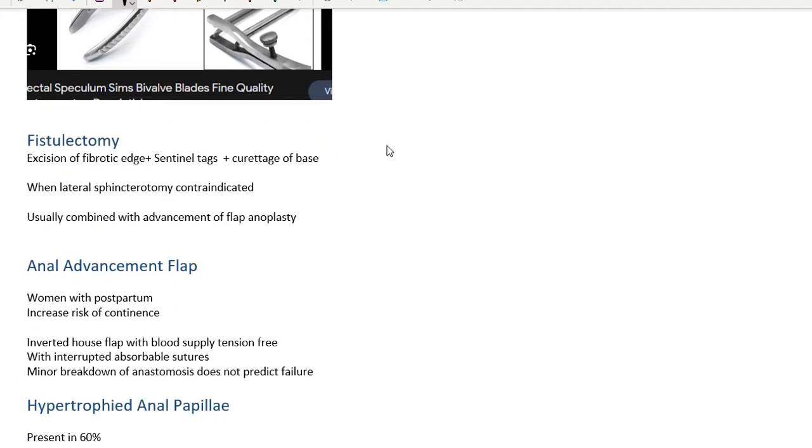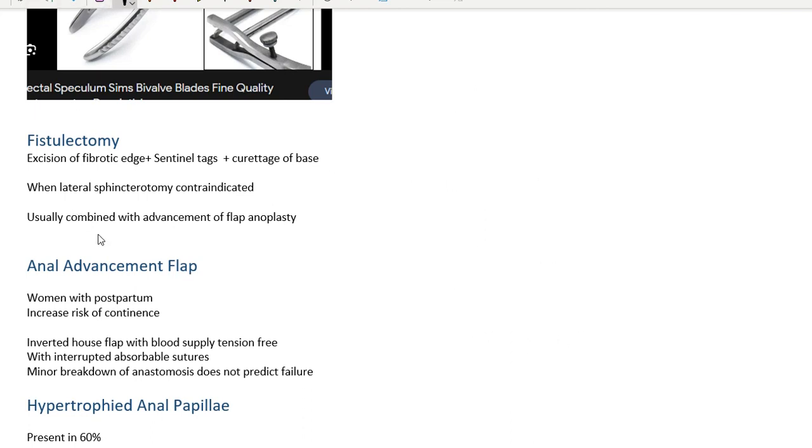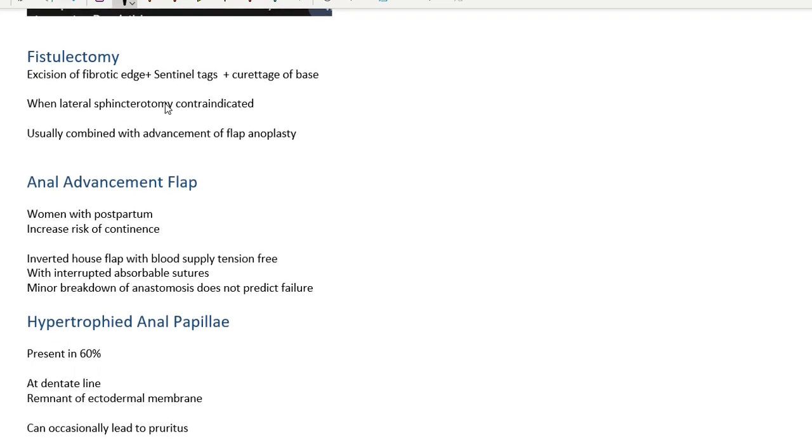Then there is another technique called fissurectomy. In this, for example, this is the anal canal and this is a fissure, so let me explain to you. This is a fissure, for example, this is the base of a fissure. You are going to curette this, and you are going to excise these boundaries, and if there is a tag present, you are also going to excise this tag. Understand? And it is usually combined with an advancement flap anoplasty.